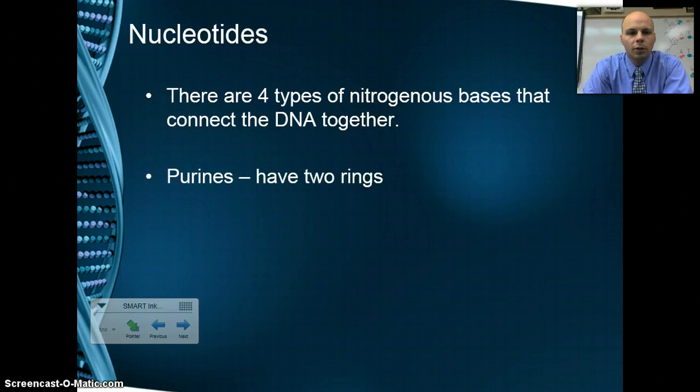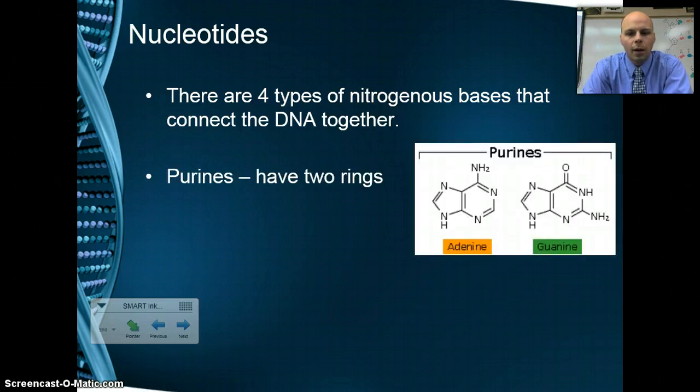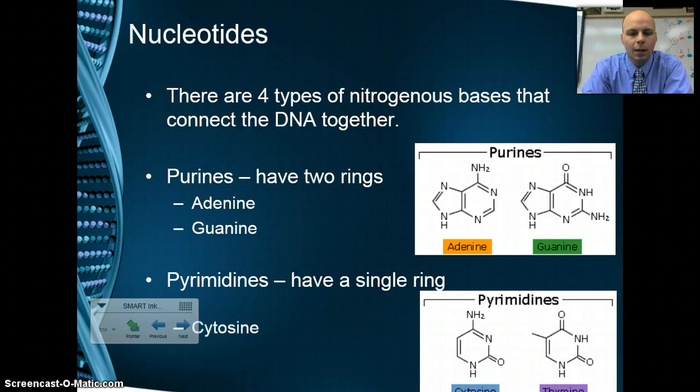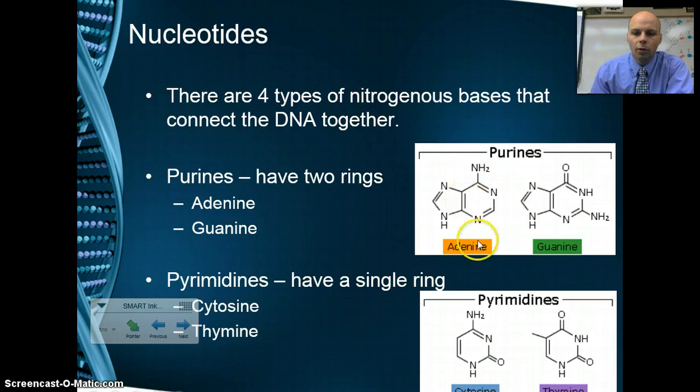So there's 4 types of nitrogen bases. Adenine and guanine are purines, which just means that they have a 2-ring structure, and a 2-ring structure will bond with a single-ring structure, which we call pyrimidine. That would be cytosine and thymine. So again, adenine will always bond with thymine, this 2-ring structure bonding with this single-ring structure, and guanine will always bond with cytosine.